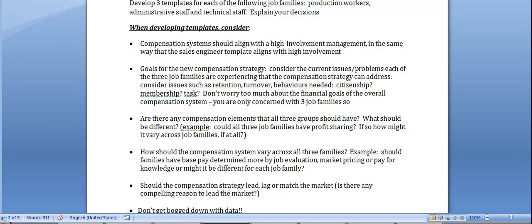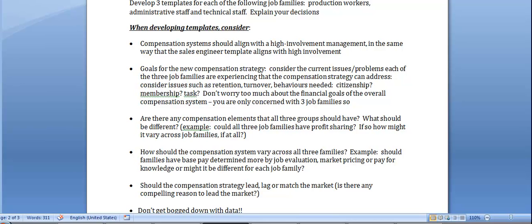When you're developing your templates, some of the things I want you to consider are: the compensation system must align with high involvement management, because that's where the company wants to go. They want to invoke a high involvement sort of strategy. So you should be trying to align the job family templates with that in mind.